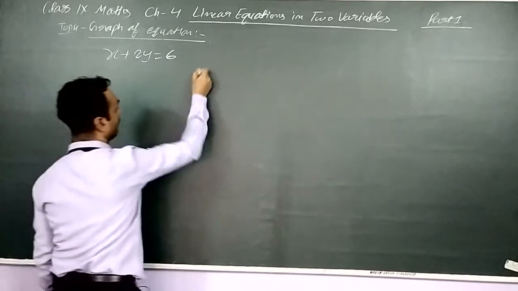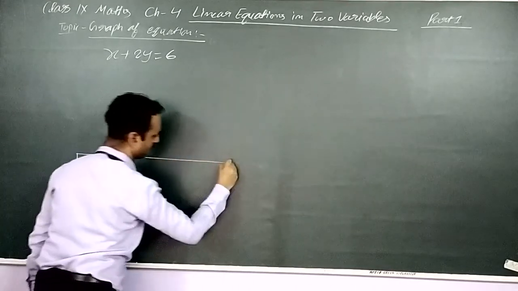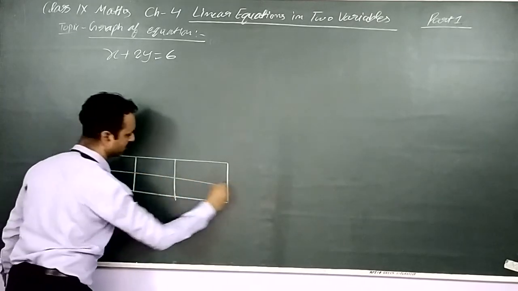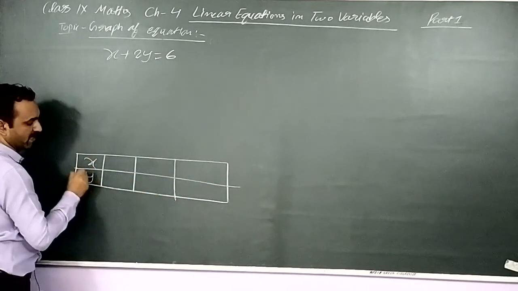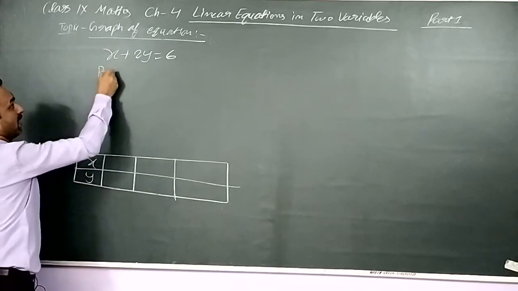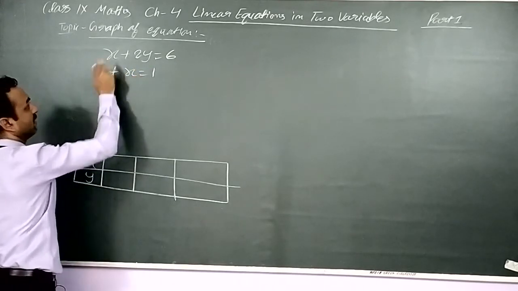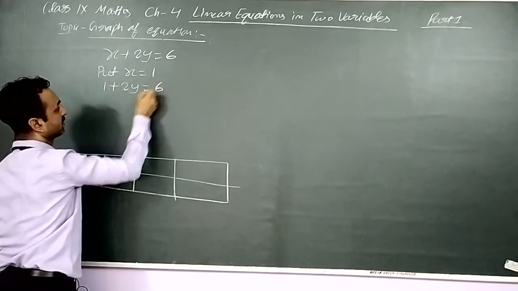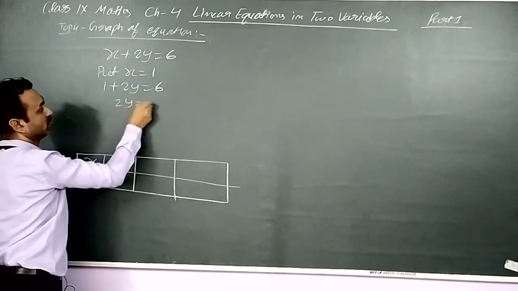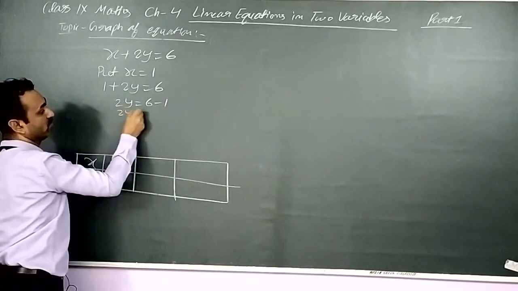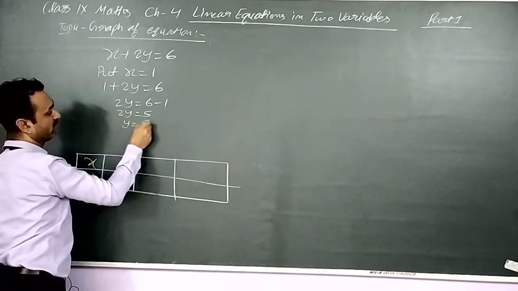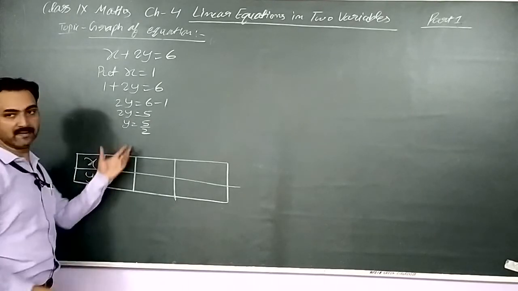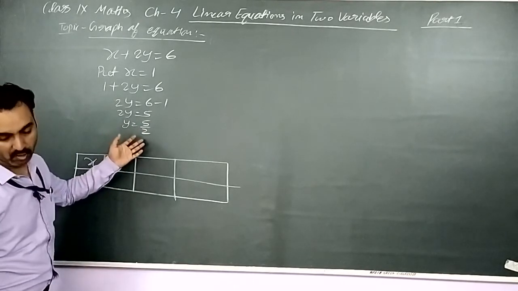Now we make a table here. This is a table for points. This is x, this is y. Put x equals to 1 in the equation. Then 1 plus 2y equals to 6. Then 2y equals to 6 minus 1. 2y equals to 5 and y equals to 5 upon 2. So it is 2.5. So we will not take this value because it is not a whole number.